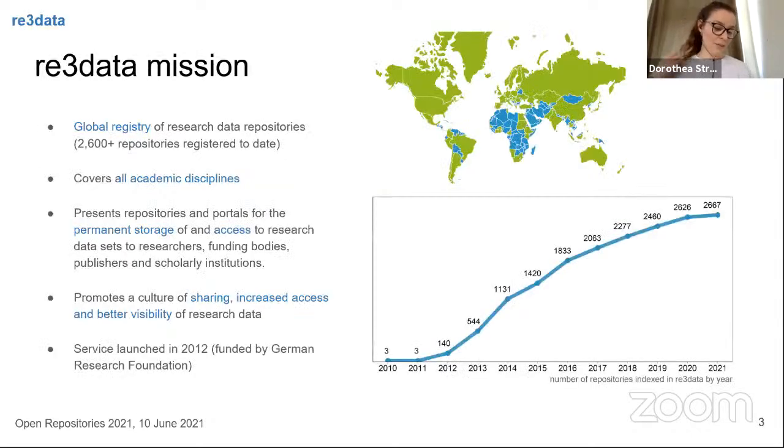re3data is a global registry that currently indexes over 2,600 data repositories from all academic disciplines. By allowing users to find repositories and similar services, re3data promotes a culture of data sharing and increased access to and visibility of data sets. The service launched in 2012 and has grown a lot since, as you can see here.